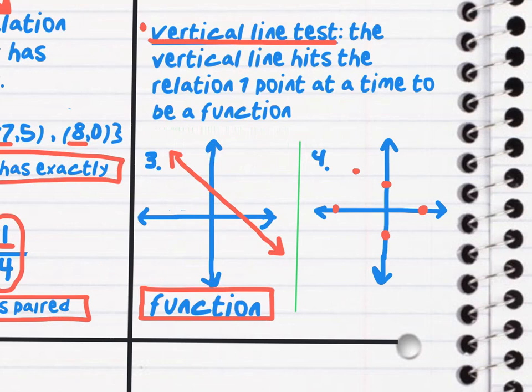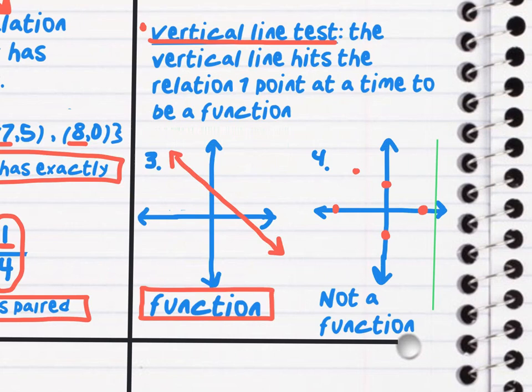Now let's take a look at the next problem. Instead of a line, we have these ordered pairs, these points. This is our relation. We're going to take that vertical line again and pass it through the graph. Here it hits this point one time, this point one time, we're good. But when it hits this one right here, notice it hits 2 red points at the same time. When that happens, it's automatically not going to pass the test, so that is not a function. Go ahead and write that on your paper and then box your answer.